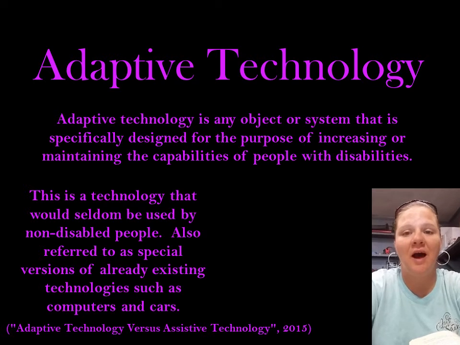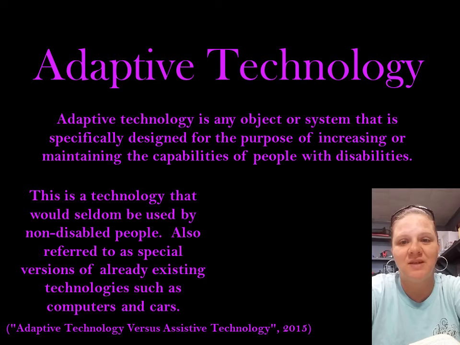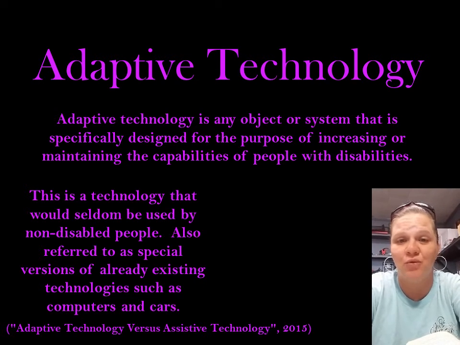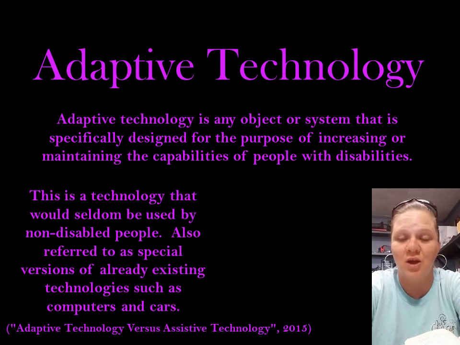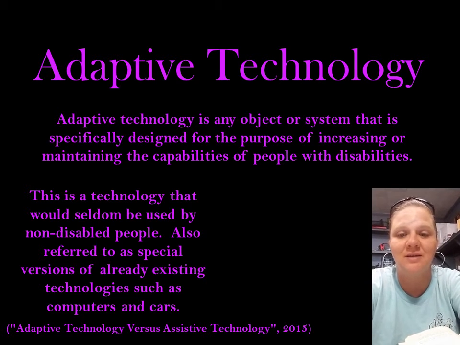Adaptive technology is any object or system that is specifically designed for the purpose of increasing or maintaining the capabilities of people with disabilities. Now with adaptive technology, this is technology that people that do not have disabilities would rarely use. These are adaptations to products that people without disabilities already use, and these adaptations make these products accessible for people with disabilities.